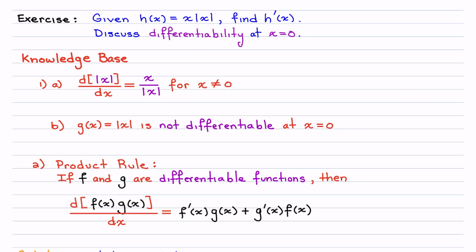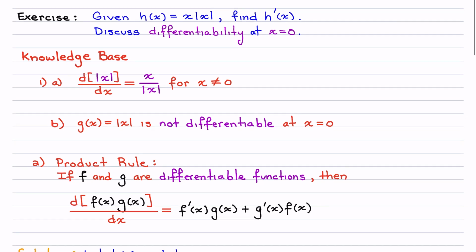Now, let's see what knowledge we need to do this. Well, we're going to use the fact that we have a derivative rule for the absolute value. We know that the absolute value function is not differentiable at 0. And of course, we know the product rule. That's kind of the point of this demonstration, to explore the product rule in a problem like this.